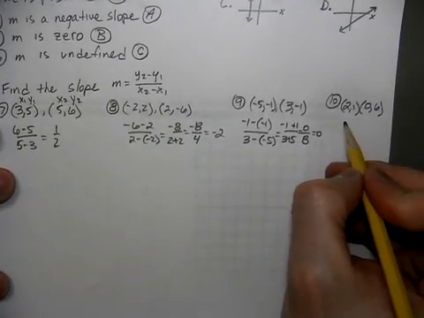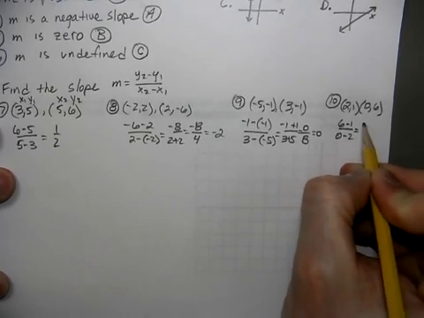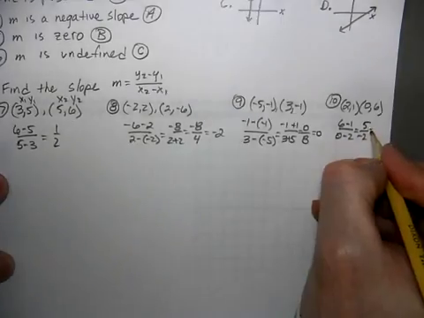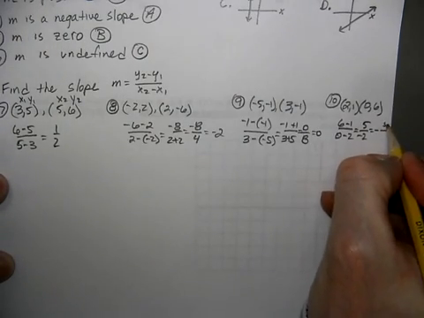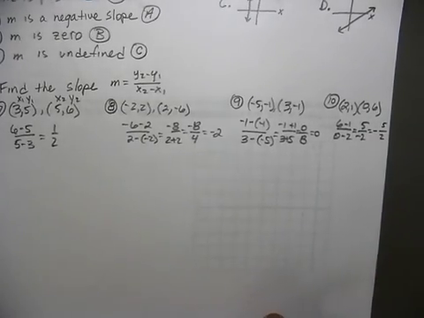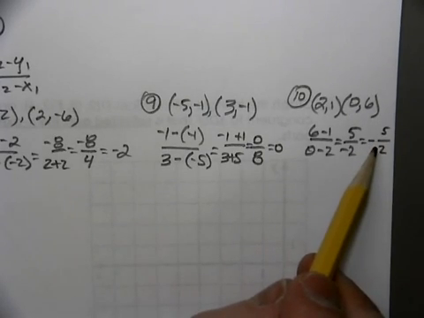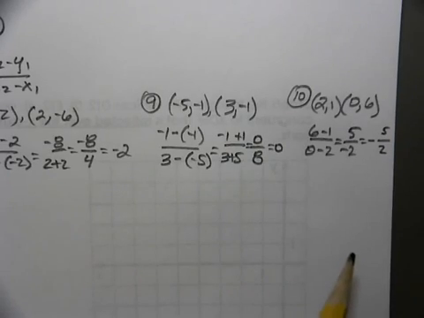For number 10, we get 6 minus 1 and 0 minus 2, 5 over a negative 2. Often you can write that with the negative and then the fraction bar with the 5 and the 2. We don't know which is the negative part. We just know that the fraction, which represents the slope, is negative. It's falling to the right.